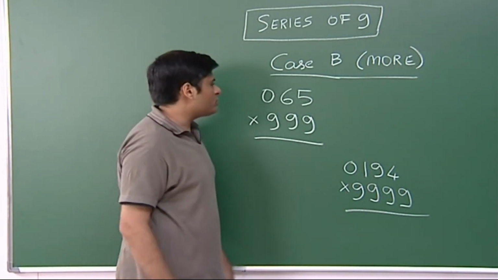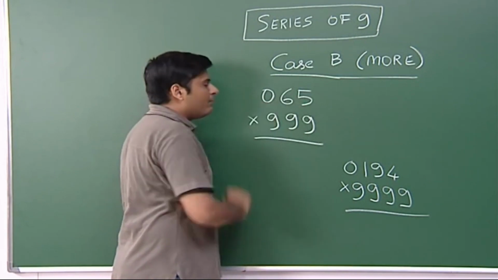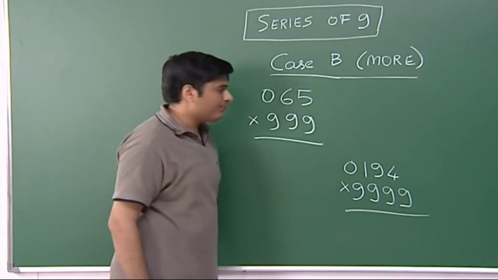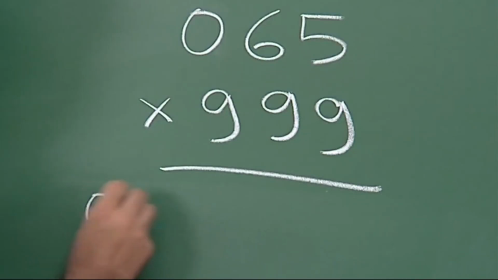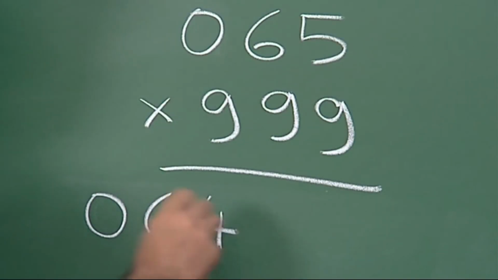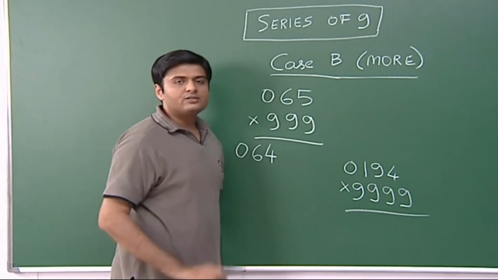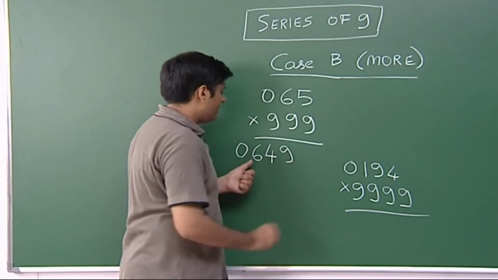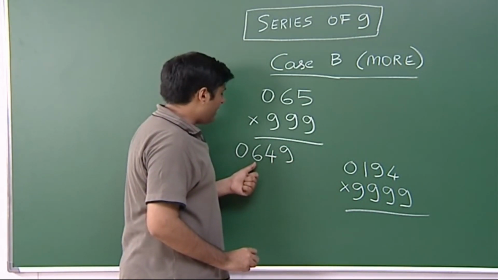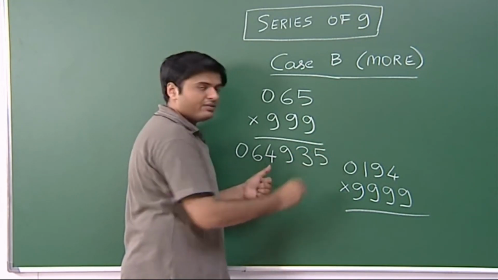Now we will use the same technique that we just saw. From this number, subtract 1 and write down. 065 minus 1 is 064. And next, subtract each digit from 9 and write down. 9 minus 0 is 9. 9 minus 6 is 3. 9 minus 4 is 5.